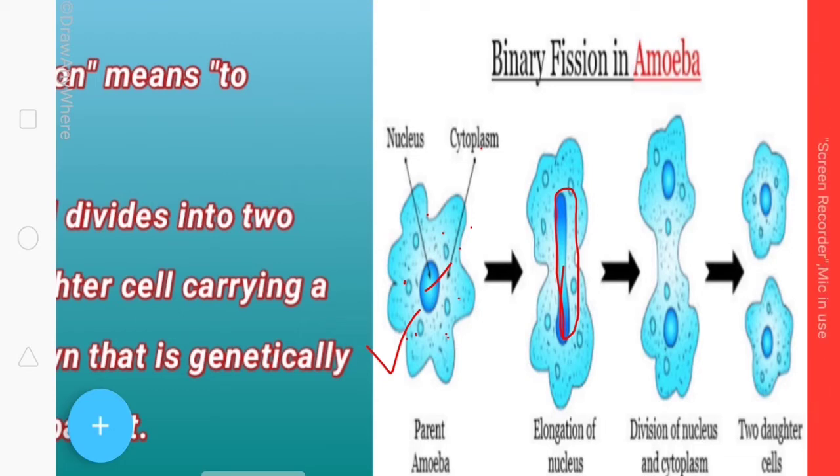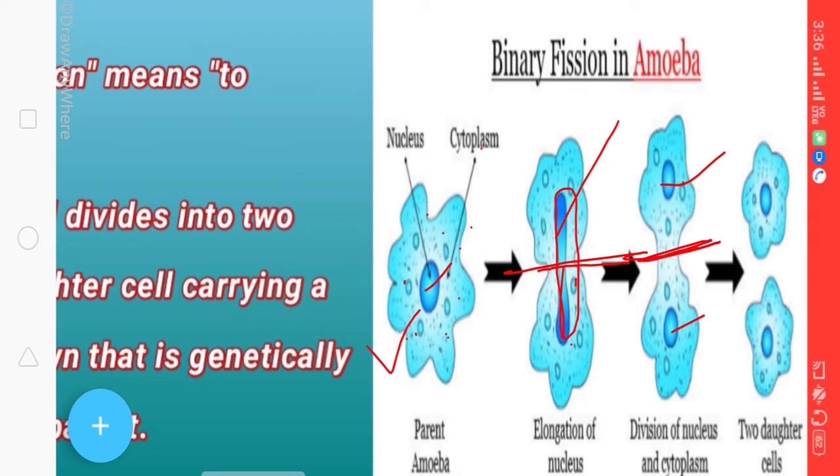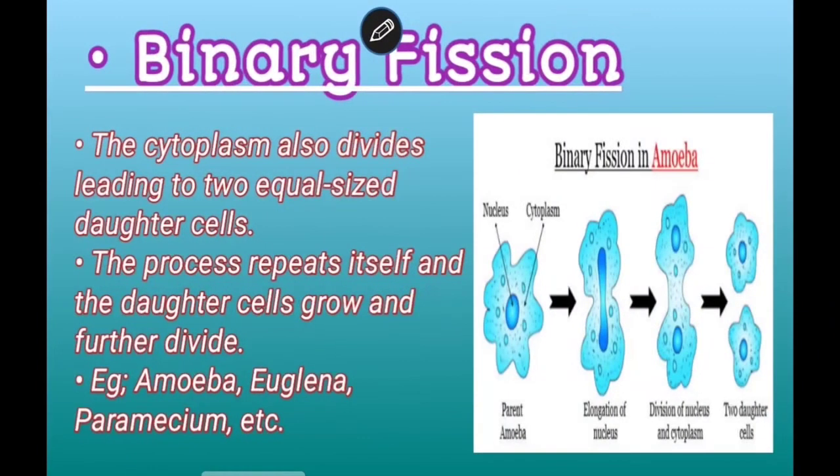And now in the next step, division of nucleus and cytoplasm. This elongated nucleus will get divided into two. Half will come here, and the other half will come here. So it is getting divided into two, and at the same time the cytoplasm will also get divided. Finally we will get two daughter cells. From one parent amoeba we are getting two daughter cells. That is why this process is known as binary fission.